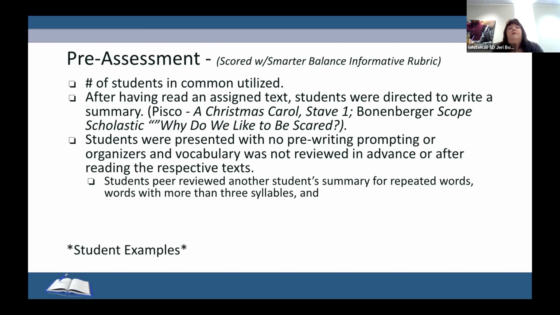Students were then presented with no vocabulary, which we usually run through, especially with texts like these. And then we had students peer review another student's summary for repeated words. What I did was I had them go through, and I'll show you an example of that, where students peer reviewed based on multisyllabic words and repeated words. They did a brief review using some of the resources that were provided in the first session, what is expected in a summary, and we found that was pretty eye-opening for them.